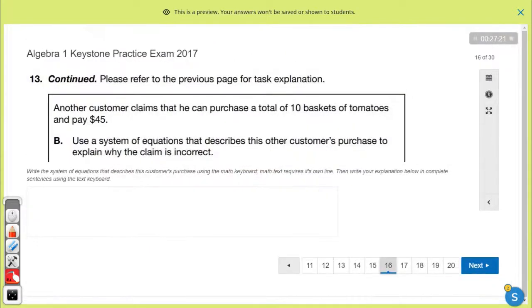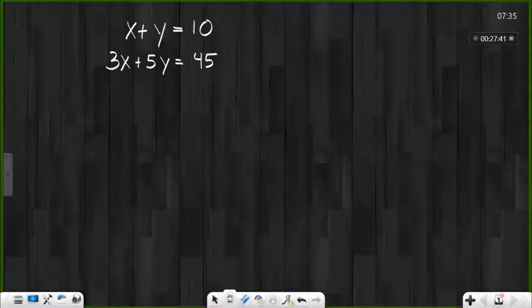All right, now take a look at part B. Sorry, I'm getting too far ahead of myself. Another customer claims that he can purchase a total of 10 baskets of tomatoes and pay $45. Use a system of equations that describes this other customer's purchase to explain why his claim is incorrect. In this case, this is our new system of equations that would be generated.